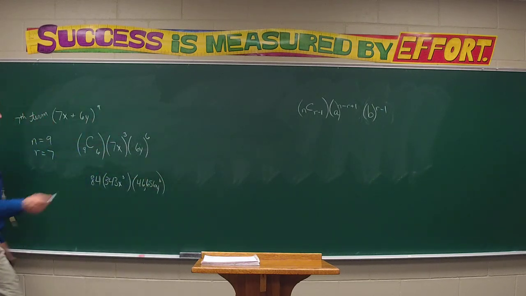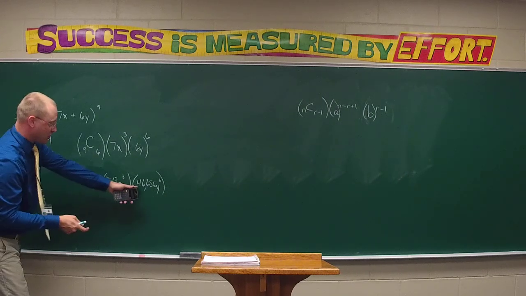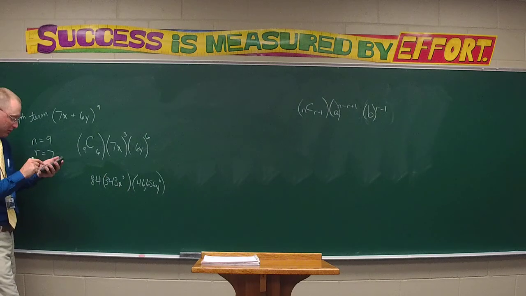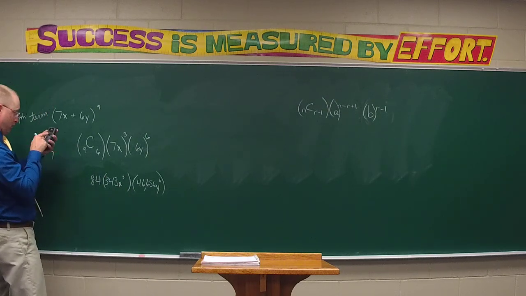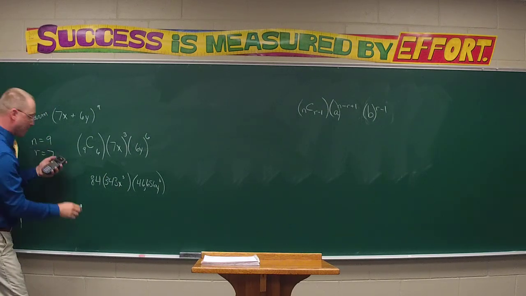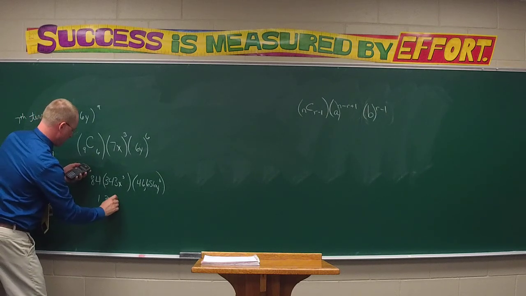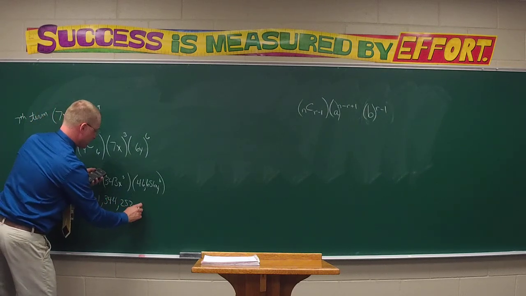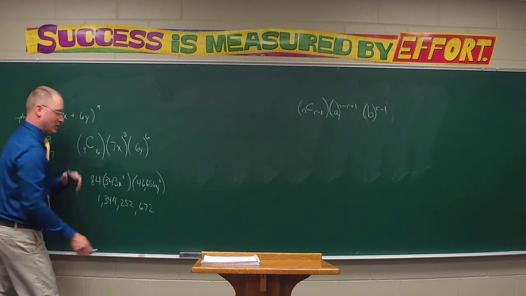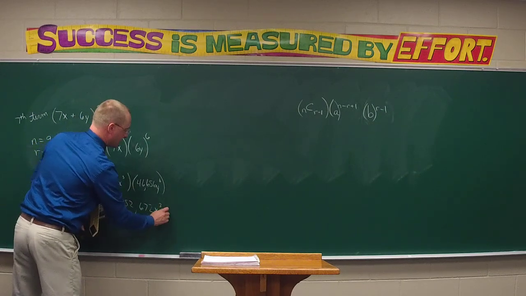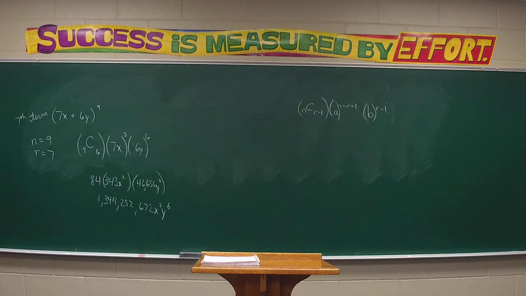So a 46,656 y to the 6th, all of that gets multiplied together. The big number that's on the calculator times the 343 times the 84. Holy moly, I got a billion? 344,252,672. Don't forget about your x cubed and your y to the 6th. And how many have that big ghastly answer? All right, questions on big ghastly answer.